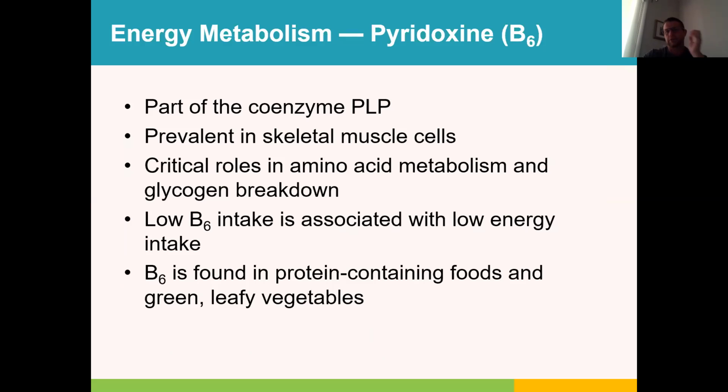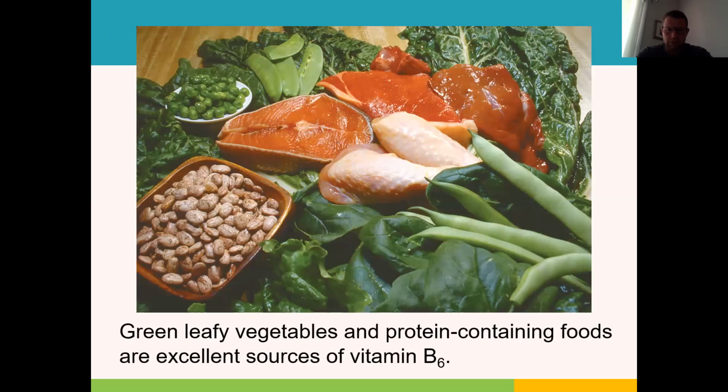All right, energy metabolism, pyridoxine, B6, part of the coenzyme PLP, prevalent in skeletal muscle cells, critical role in amino acid metabolism and glycogen breakdown. Okay, so again, helps you break down your glycogen so you can use it. It also helps you to metabolize amino acids as well. Low B6 intake is associated with low energy intake, and B6 is found in protein-containing foods and green leafy vegetables.